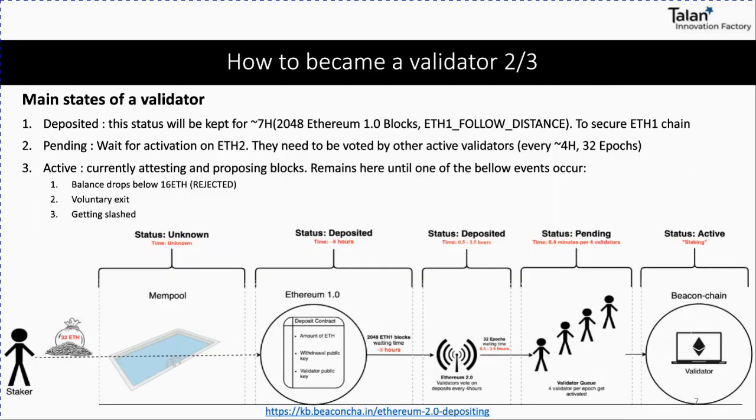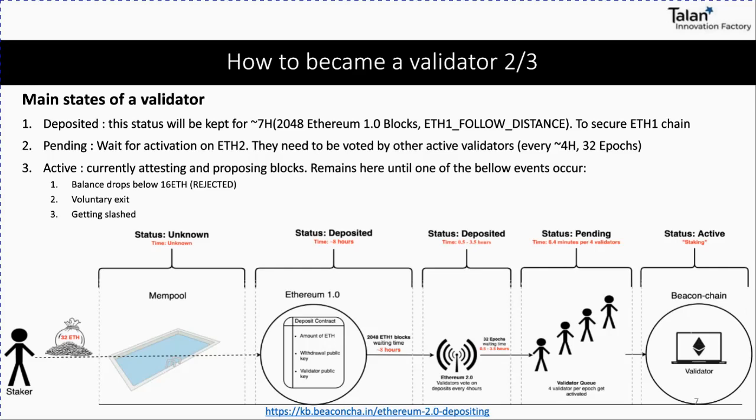Okay, so then we have the miner. I said the validator already sent the required 32 Ethers and deposited that amount. So the first step is the status being deposited. This status will remain for about 7 hours, which is the equivalent of 2048 blocks.